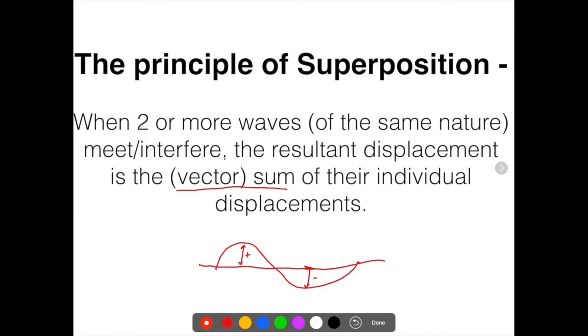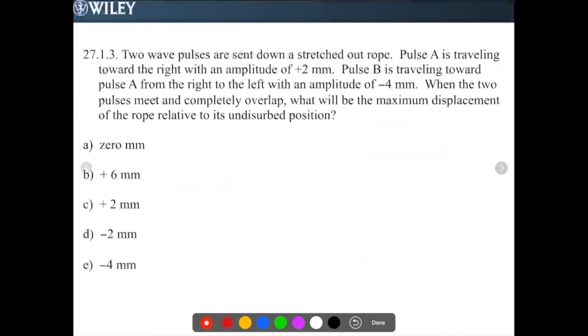We're going to look at that in the upcoming slides just to make sure that we really have an idea of what's going on, all right? So here's the first question we're going to look at, just to make sure that we've got this idea down. We've got two wave pulses sent from a stretched out rope. So here's my rope. Okay, sorry, it's not very straight. I'm sending out two pulses. Pulse A is traveling towards the right with an amplitude of +2. So here's my pulse. It's got an amplitude of 2, and it's moving towards the right.